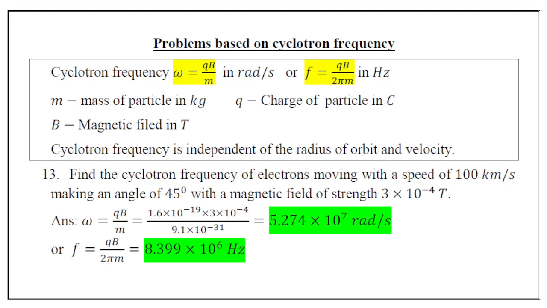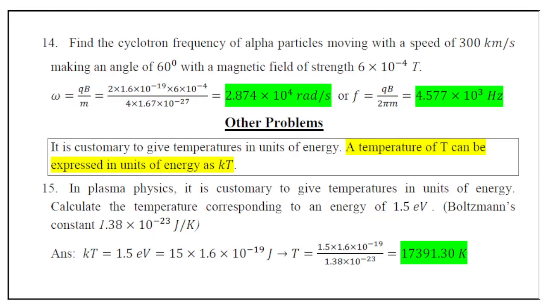Find the cyclotron frequency of electrons moving with a speed of 100 km per second, making an angle of 45 degrees with a magnetic field of strength 3 into 10 raised to minus 4 tesla. This is a direct question. Omega equals qB by m, and two extra quantities are given, that is 100 km per second velocity and the angle of 45 degrees. They are not required for finding the cyclotron frequency, because it depends only on the charge, mass and magnetic field. So it will be given in radian per second, or by using f equal to qB by 2 pi m in hertz. Here q is the charge of the electron, m is the mass of the electron, and B is the given magnetic field.